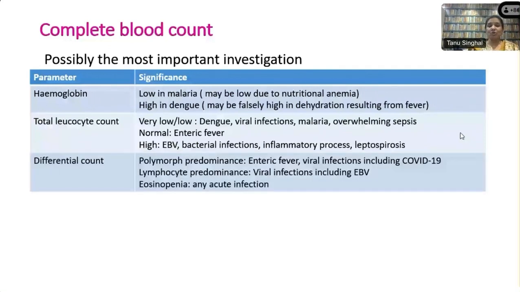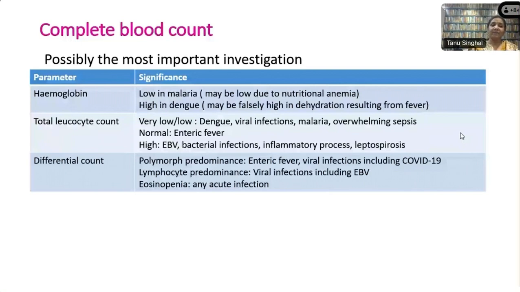Now, the next step is to look at the differential count, to look at polys, lymphos, eosinophils. So polymorph predominance, you actually see in typhoid, you see in bacterial infections, and you can also see a polymorph predominance in viral infections. For example, in COVID-19, we all saw lymphopenia. In adenovirus, you will see a polymorph predominance. So polymorph predominance is not just seen in bacterial infections. If you have a lymphocyte predominance, you are thinking more in terms of a viral infection, including Epstein-Barr, where you have a high white cell count and you have predominant lymphocytes. Pertussis is another infection, though it's not an acute undifferentiated fever, where you have a high white cell count and lymphocyte predominance.